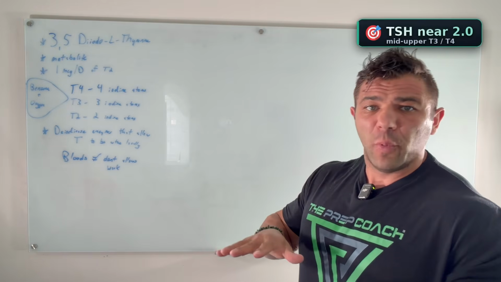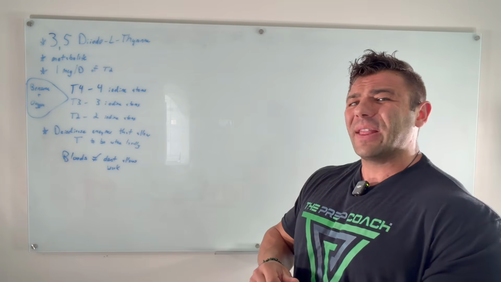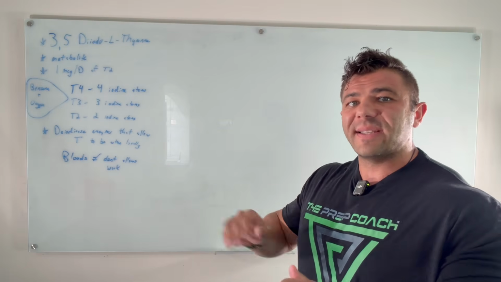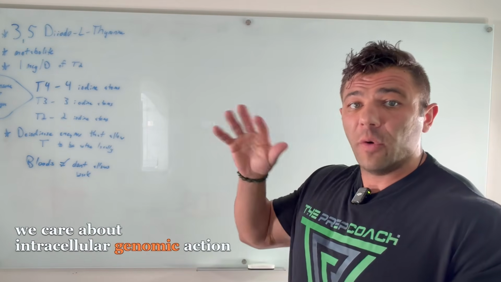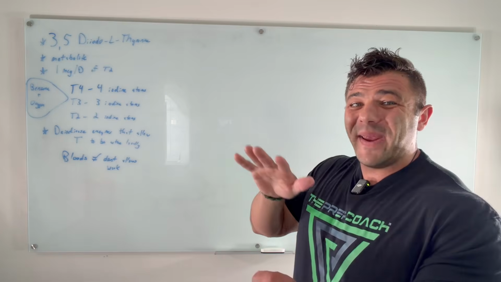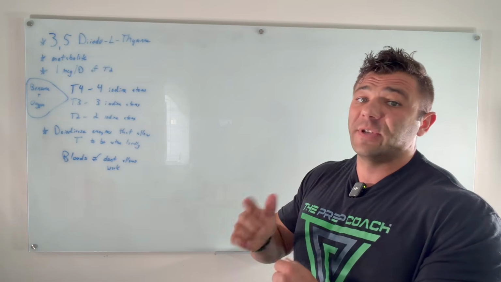TSH closer to 2.0 to make sure the thyroid gland isn't working too hard. I'm not a big fan of looking at the free levels. I mean, they're still okay, but if it's free, again, what does that mean? It means it's not in the nucleus causing genomic action. It's floating around, right? We don't care about it floating around in the blood and the plasma. We care about being intracellular, causing genomic action and causing epigenetic expression.